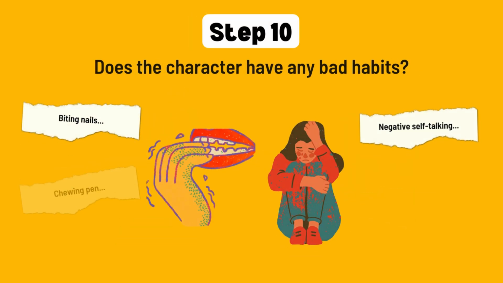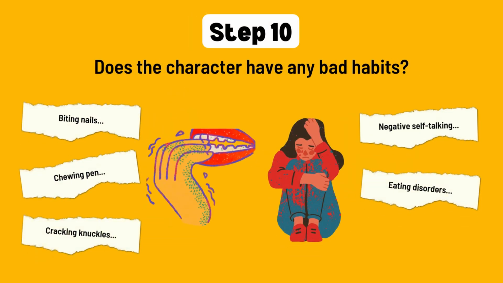Step 10. Does the character have any bad habits? Everyone has some kind of bad habit. This could be something simple like biting your nails, chewing a pen, or cracking your knuckles. Or it could be something more serious, such as eating disorders and negative self-talk. When developing bad habits, think about how your character reacts when they are nervous. You may also consider any good habits, such as cleaning the table after a meal or opening doors for strangers.